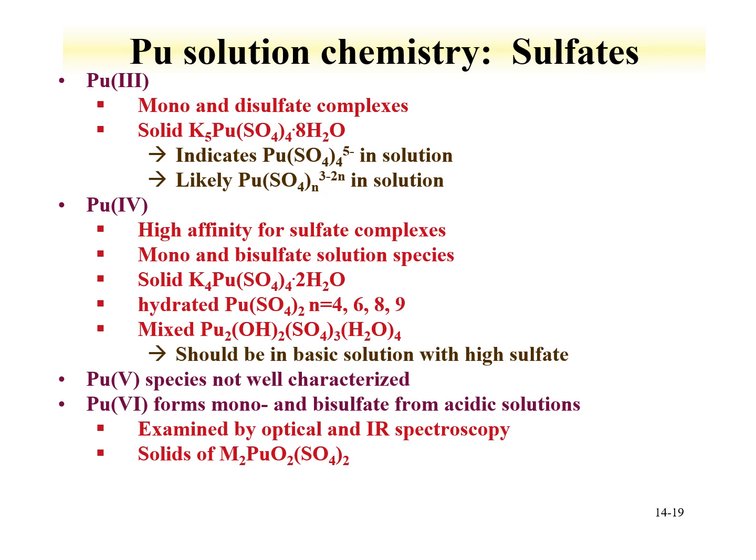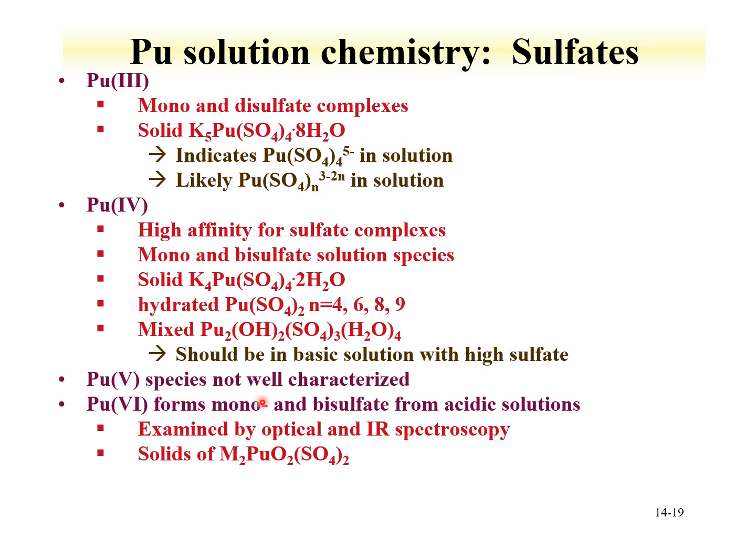A range of plutonium sulfates have been evaluated, including plutonium-3, where you get mono and disulfate complexes. The solid potassium plutonium sulfates with water have been prepared. Plutonium-4 has high affinity for sulfate complexes. Again, both mono and bis sulfate complex solution species have been formed.